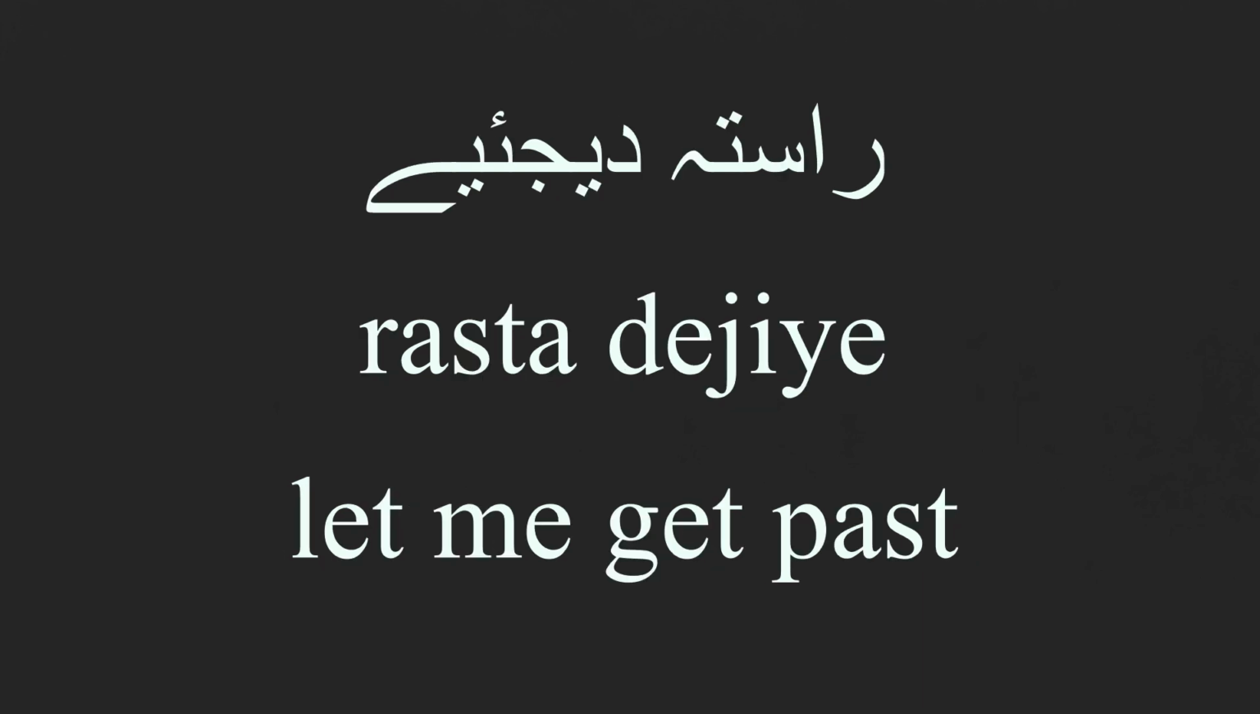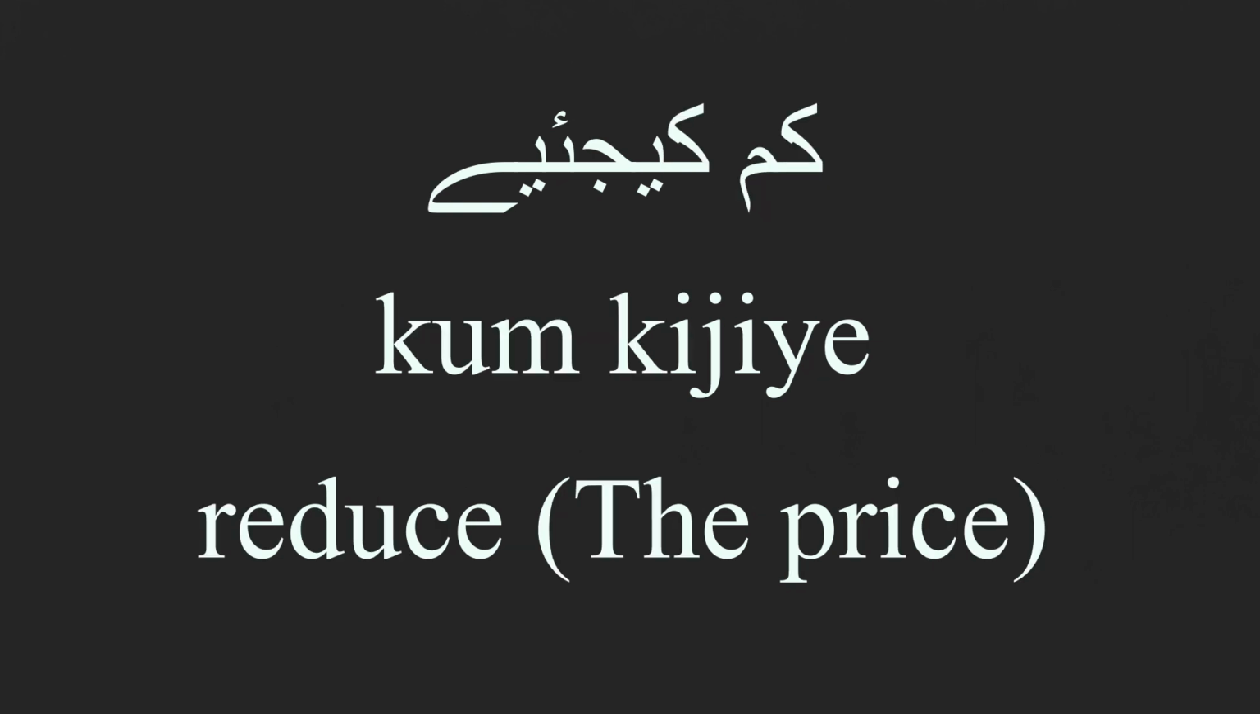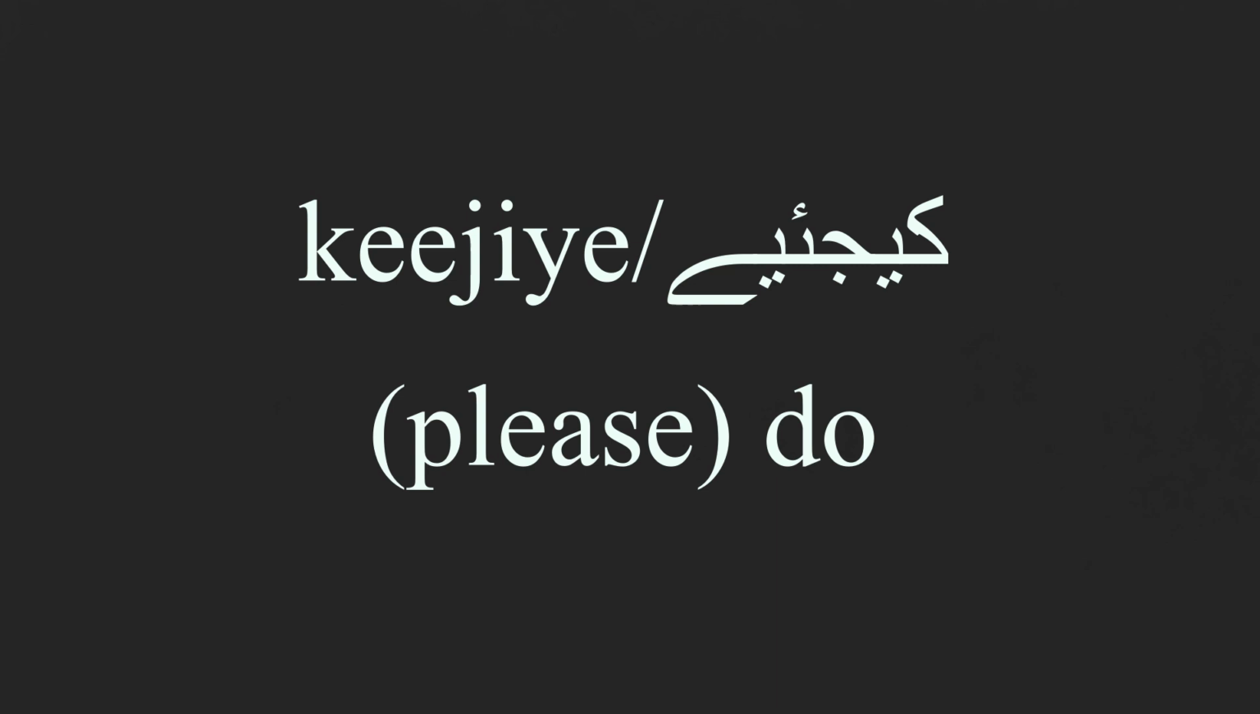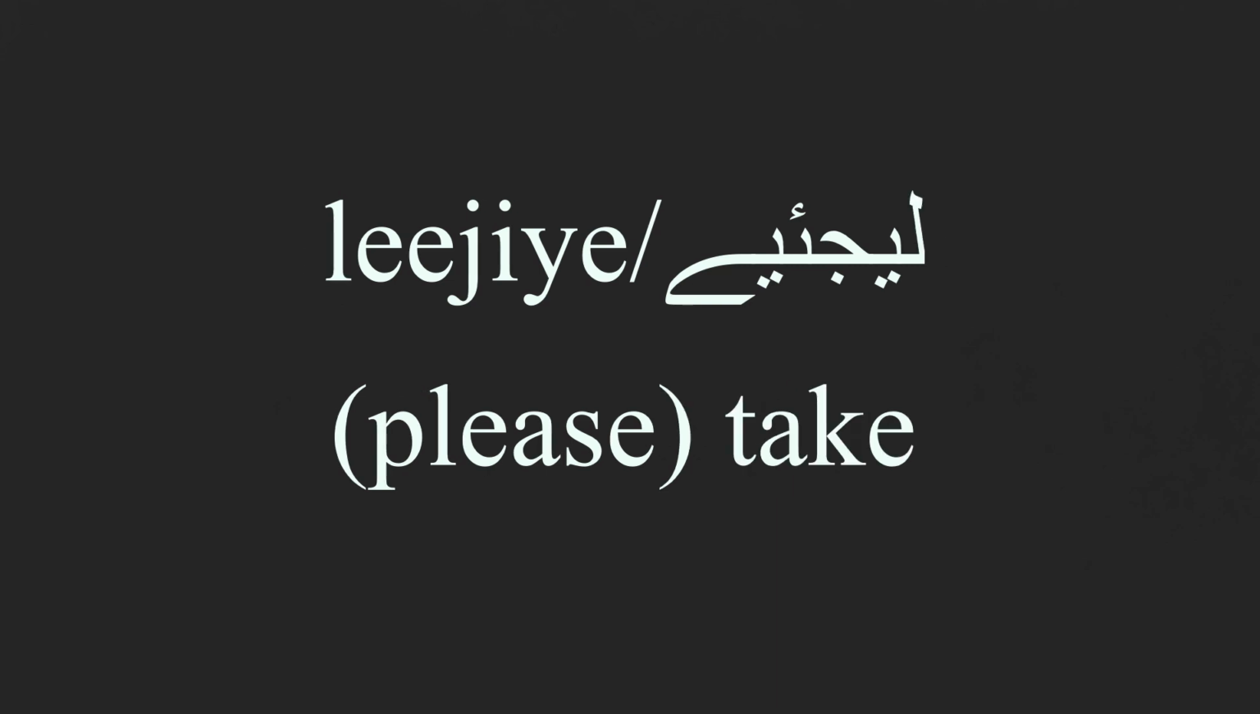रास्ता दीजिए. कम कीजिए. Or you can also say कम करिए as well. So you can say ye with most of the verbal stems, but jiye with some of the verbal stems, like pijiye, कीजिए, दीजिए, लीजिए. These are the verbs that require jiye, but most of the verbs can work with ye.